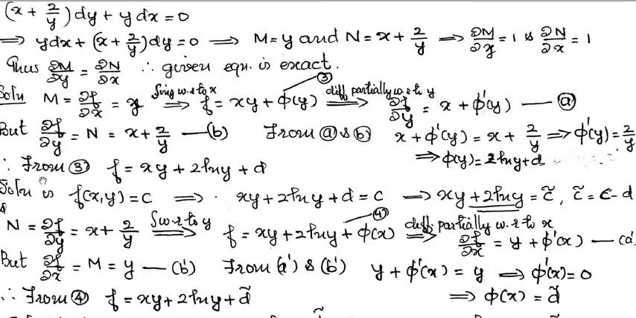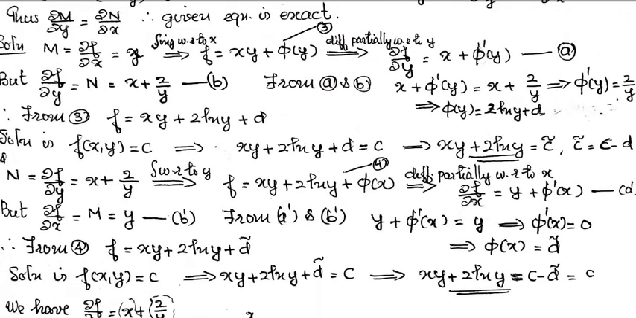From our text, we represent the solution in a particular way, f of x comma y equal to c. Therefore, we write it as xy plus 2 ln of y plus d equal to c, which implies xy plus 2 ln of y equal to c tilde. C tilde is c minus the arbitrary constant d.